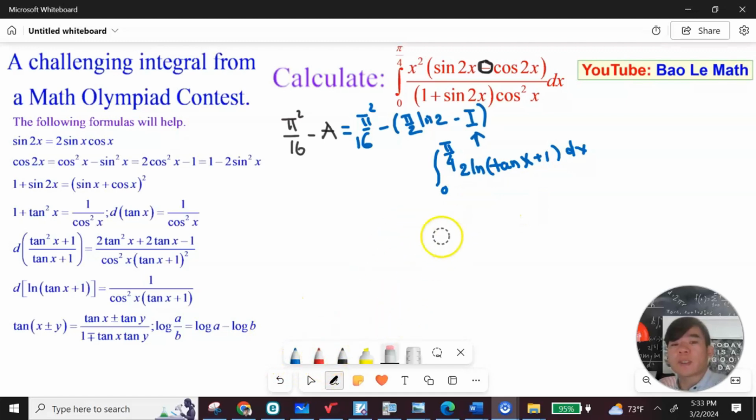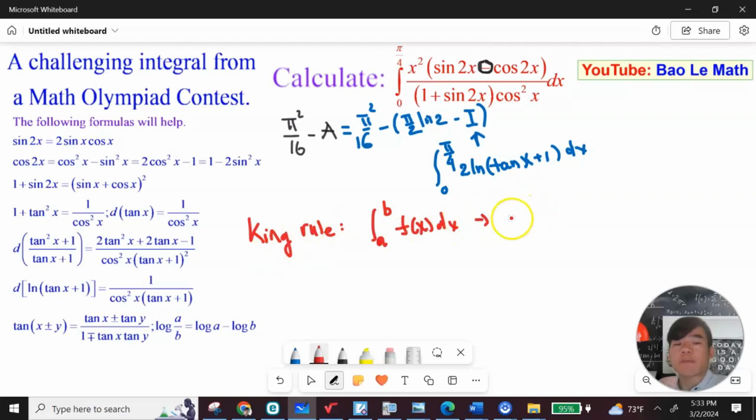Okay, guys. So in order to calculate the integral from 0 to pi over 4 of 2 natural log of tangent s plus 1 ds, we have to use the king rule. Okay, king rule. So what does king rule say? If we have the integral from a to b of f of s ds, and if we want to use the king rule, we just change the variable.